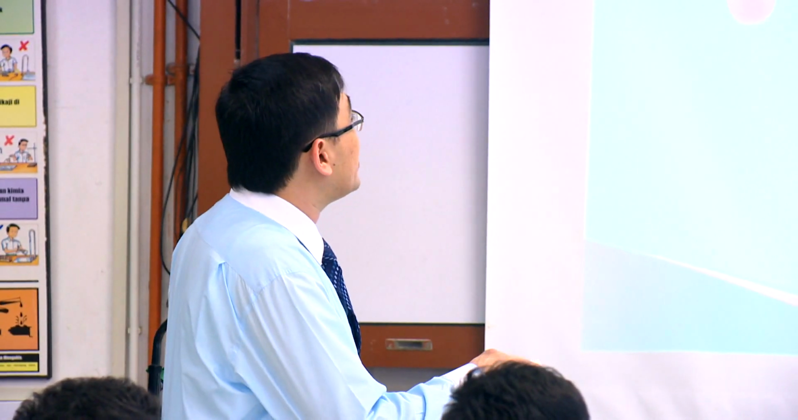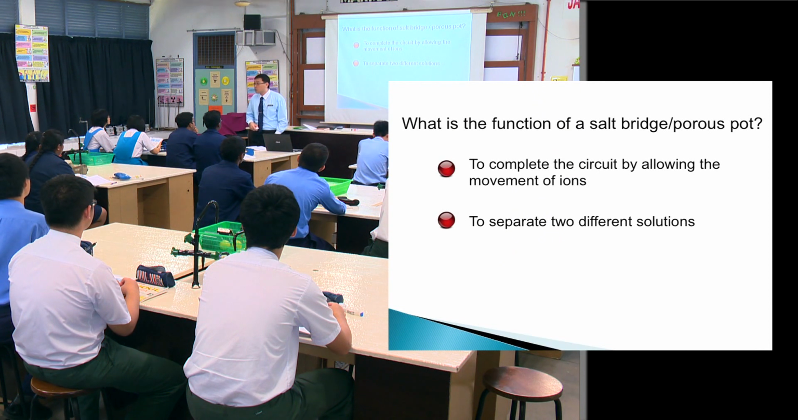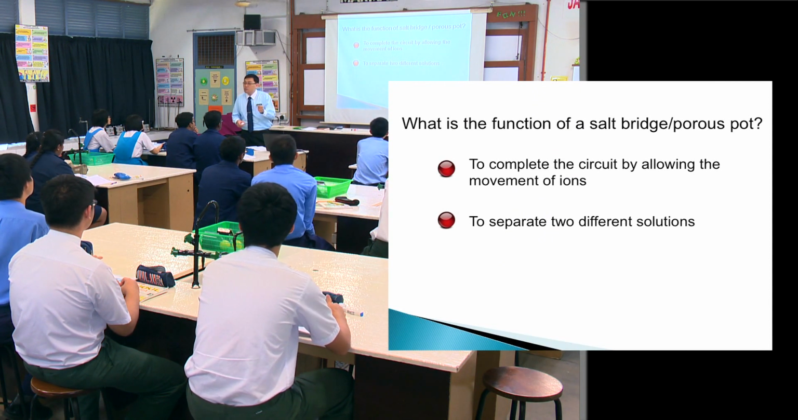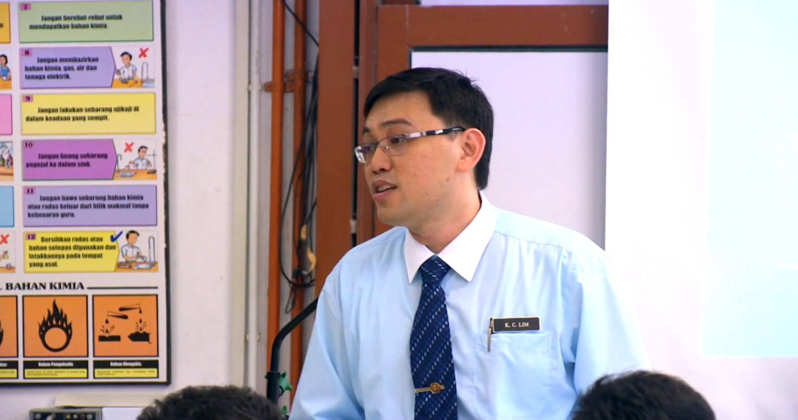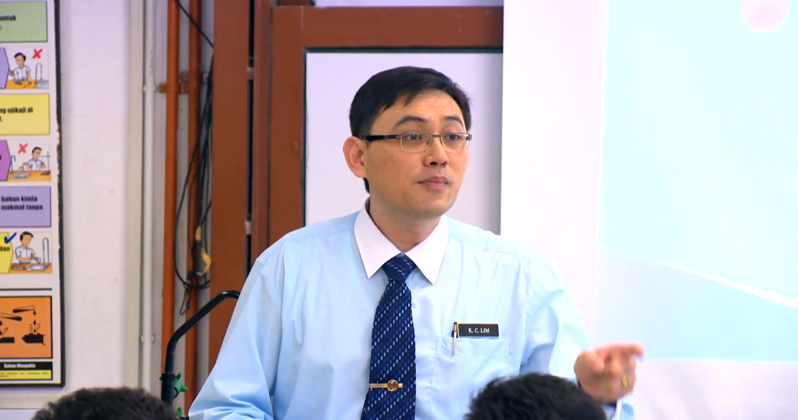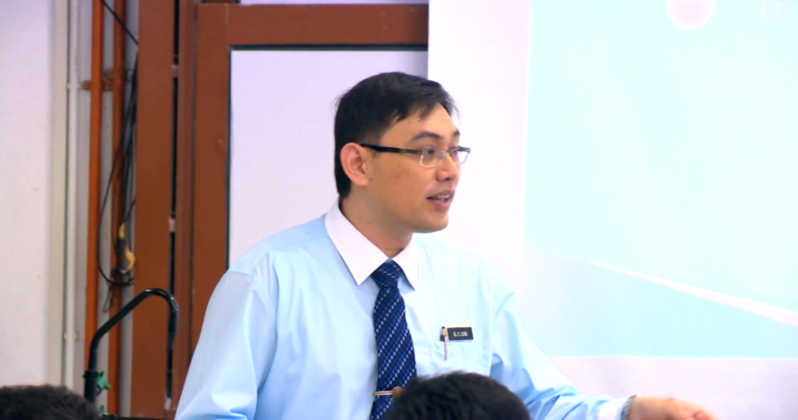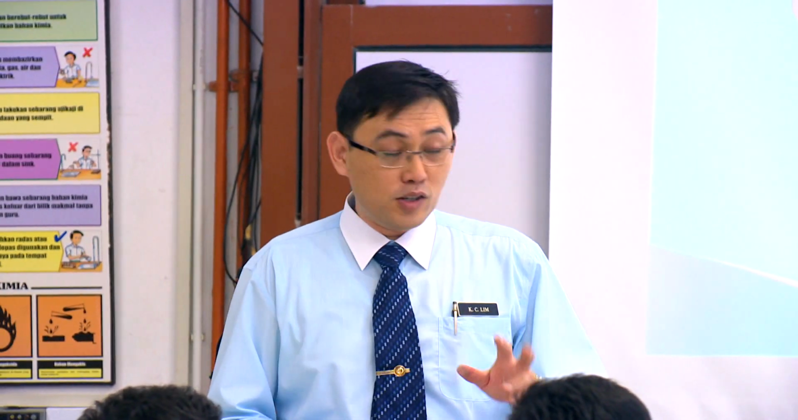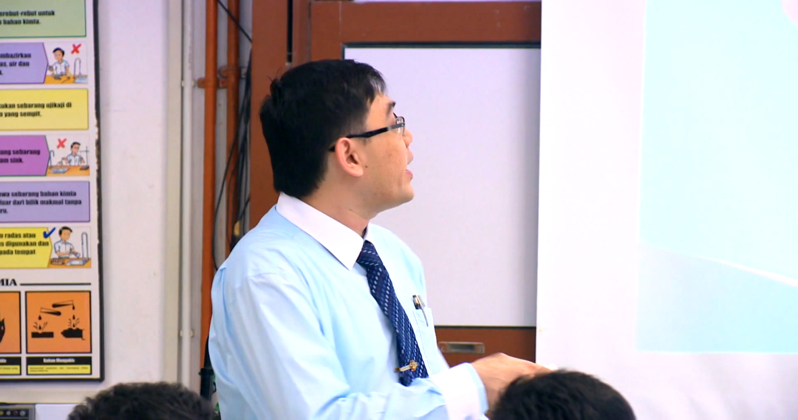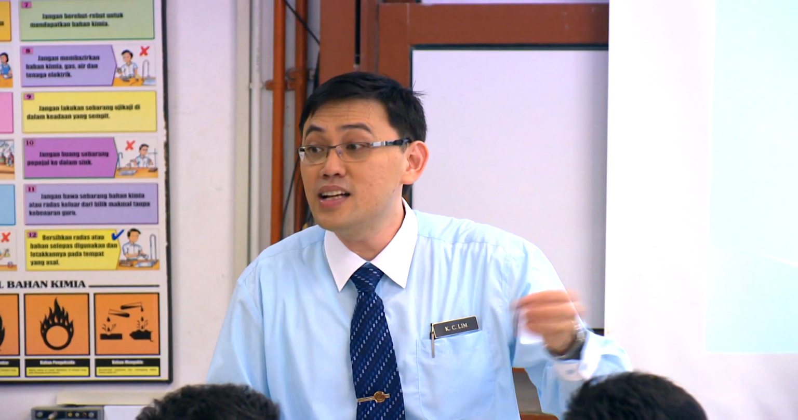Number one, what are the functions of the salt bridge and the porous pot? One is to complete the circuit by allowing the movement of the ions. Then number two, this is to separate two different solutions. So that is why we need the porous pot, or maybe we need the salt bridge. Right? Because we are using two different solutions, we need to connect them together so that there will be movement of the ions.